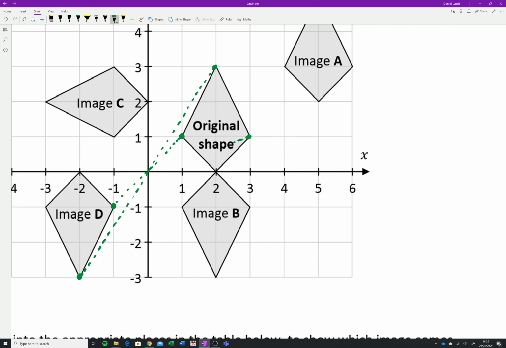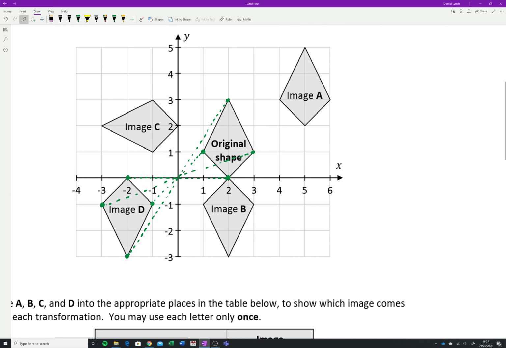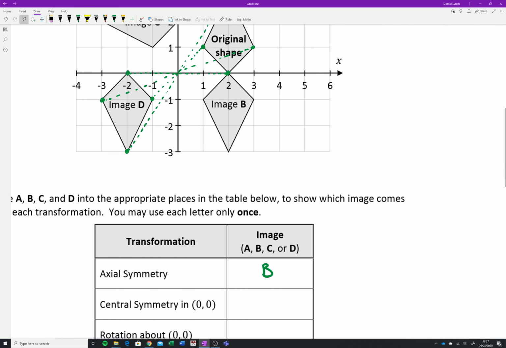Straight through the origin, back out the same distance and direction, and it ends up there. This point here, straight through the origin, back out the same distance and direction, roughly there, and so it is with the last one. This point here, through the origin, so it's actually going straight along the x-axis, and it ends up there. So if we want to do central symmetry, the original shape is going to end up going to D.